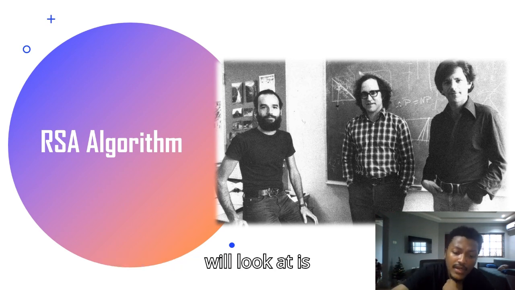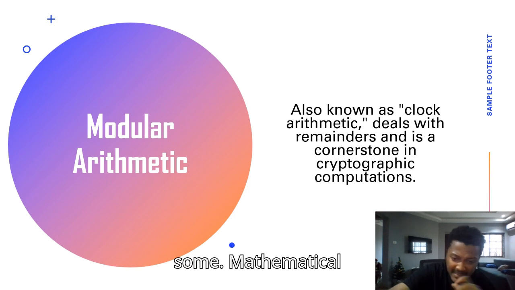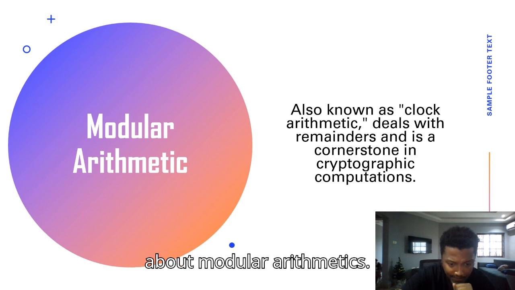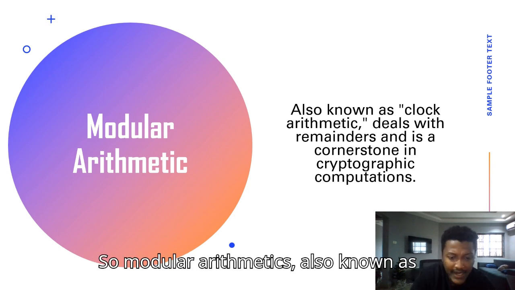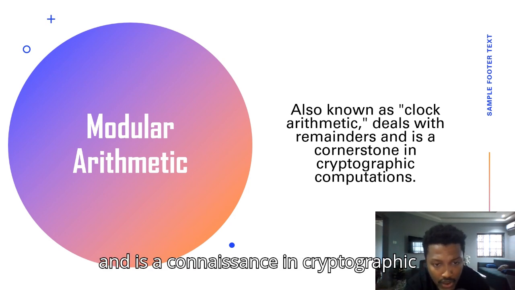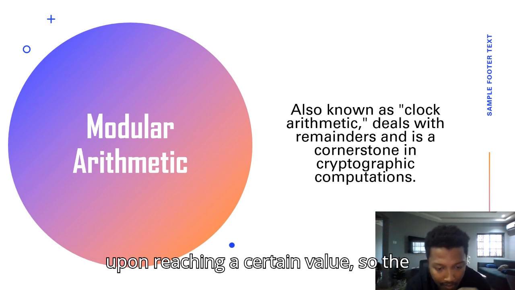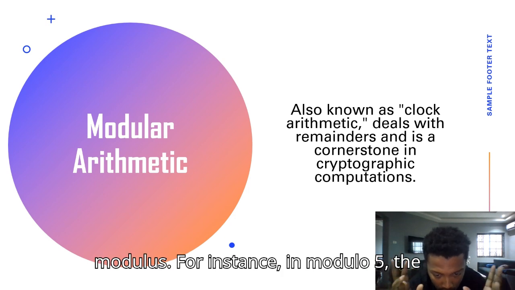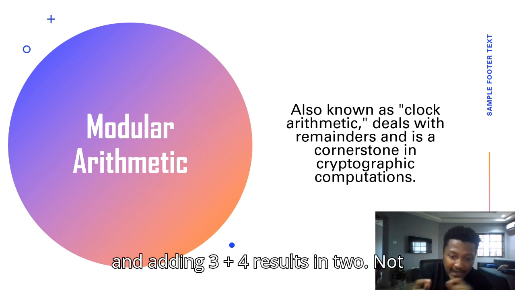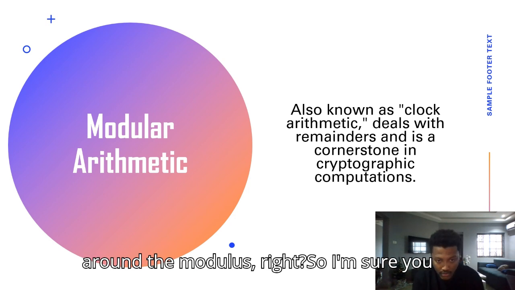So next, what we will look at is some mathematical foundations, right? So let's talk about modular arithmetic. Modular arithmetic, also known as clock arithmetic, deals with remainders and is a cornerstone in cryptographic computation. In modular arithmetic, numbers wrap around upon reaching a certain value, the modulus. For instance, in modulo 5, the numbers are 0, 1, 2, 3, and 4. And adding 3 plus 4 results in 2, not 7, because we subtract 5 to wrap around the modulus, right?